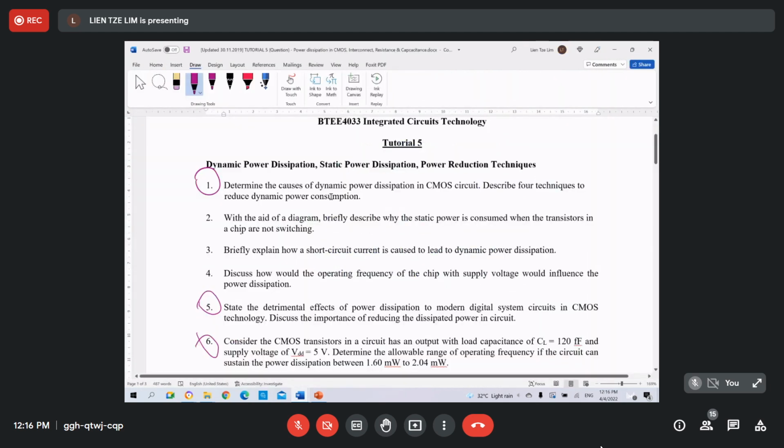The question also asks how to reduce the dynamic power consumption. For this one, can I have someone to share the answer? What are the four techniques? I want to test your understanding. I actually prefer you to give me your answer. For some of the questions, I don't prefer to directly give you the answer. I want to know how far you can understand.